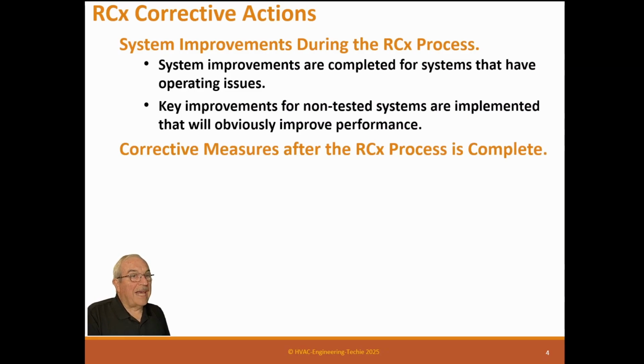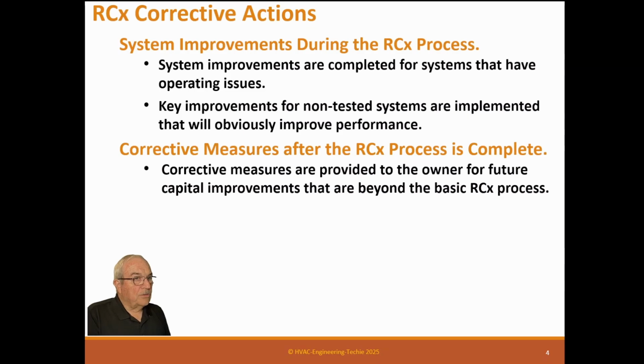Corrective measures after the RCx process is complete. So corrective measures are provided to the owner for future capital improvements that are beyond the basic RCx process. It's beyond the scope of your contract. But now you're going to give the owner a list of things that need to be fixed to really get your building better. And when you give that to him, he makes a decision whether he's going to fix them or not.